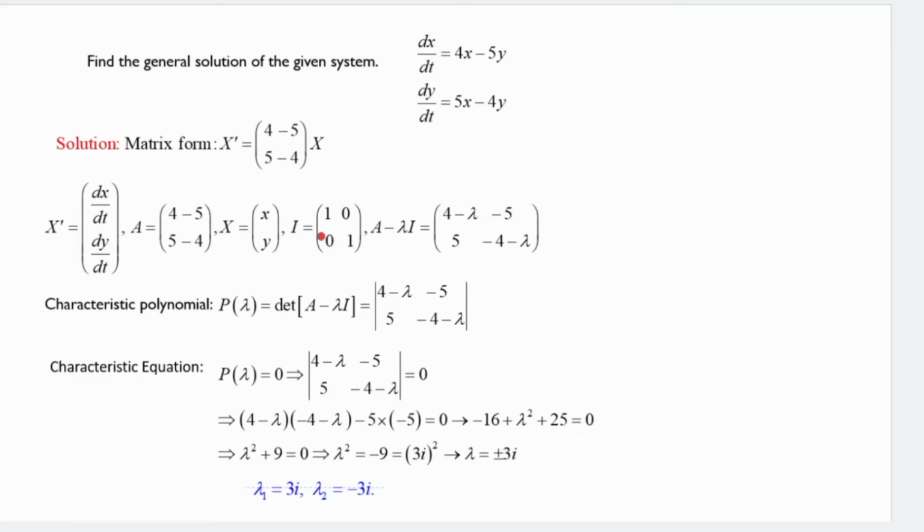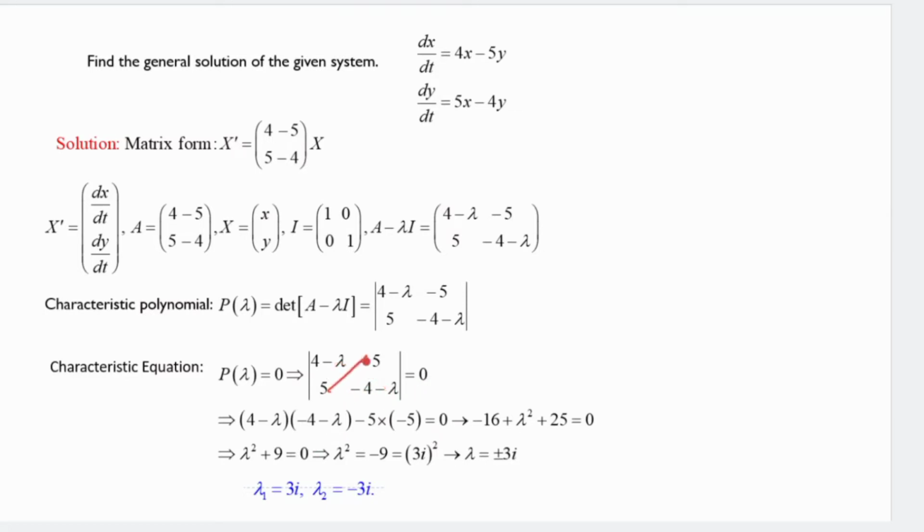So when we multiply this matrix by lambda, we get lambda I equal to lambda 0, 0 lambda. Then we subtract lambda I from A, and we get 4 minus lambda, minus 5, 5, minus 4 minus lambda. You know that the characteristic polynomial is defined by the determinant of A minus lambda I. So here we put the value for A minus lambda I, and we get this determinant. When we set this determinant equal to 0, that is called the characteristic equation. Then we find the determinant.